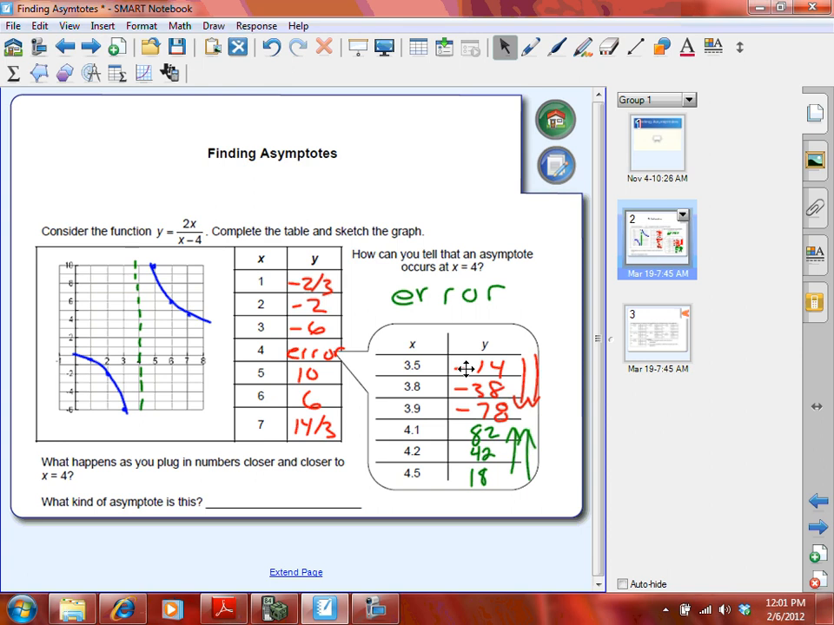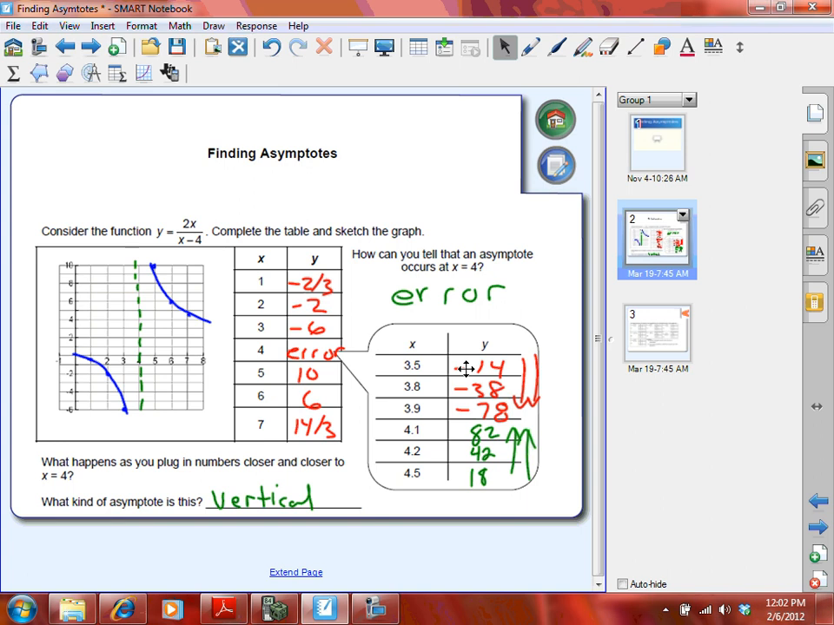Now, right below that, it says, what kind of asymptote is this? This line that I just drew here, is that the vertical asymptote or the horizontal asymptote? Vertical. So write that down. This is the vertical asymptote. It's the line that goes up and down. That's the one we're going to be looking at today. That's what we're going to concentrate on.